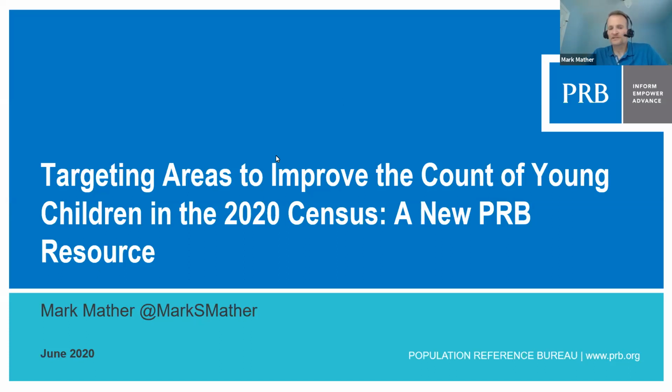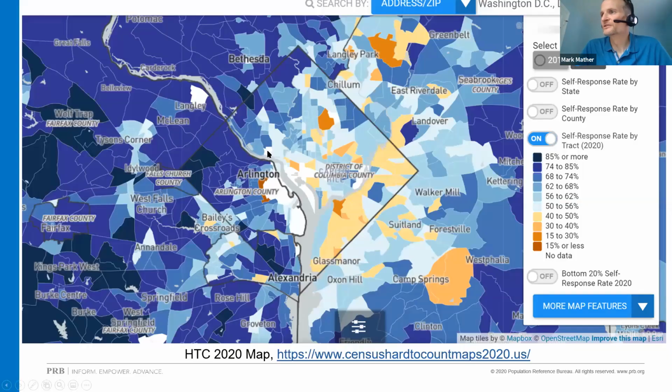So many of you have been keeping track of the weekly reports that have been coming out of the City University of New York, the hard to count map. And I thought I would start just to provide some context. This is the hard to count map for the most recent period. I think it's from June 2nd for Washington, DC, where PRB is located.